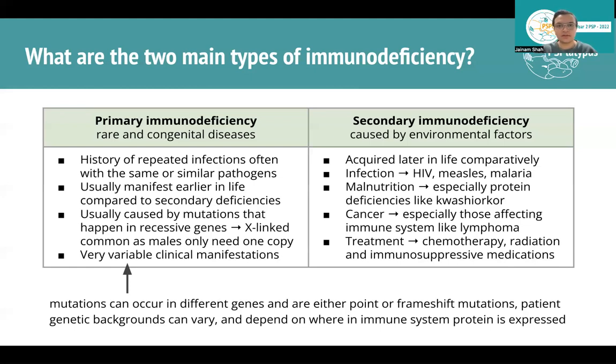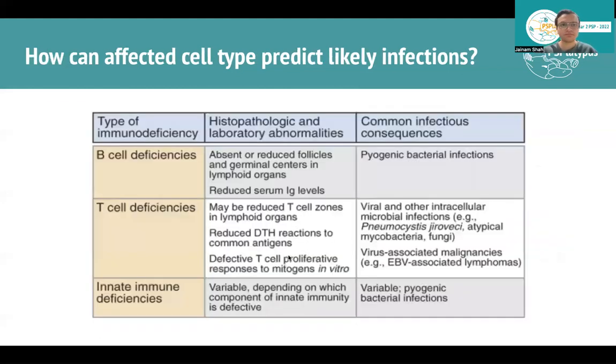Secondary immunodeficiency is a little bit easier to understand. So it's generally environmental factors and acquired things. You generally tend to see them a lot later in life compared to primary immunodeficiency. And some of the causes include infections like HIV and AIDS, measles, malaria, malnutrition, especially in kwashiorkor, so protein deficiencies, cancers, especially those that obviously affect the immune system, like a lymphoma, and treatments that target rapidly growing cells, of which immune cells are one class. So that can be chemotherapy, radiation, and immunosuppressive medications.